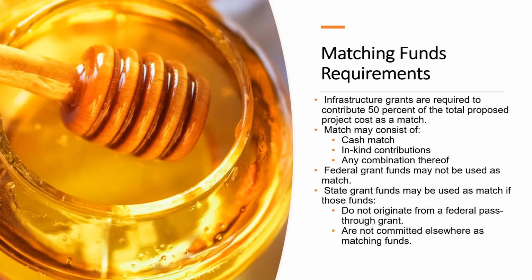Infrastructure grant recipients are required to contribute 50% of the total proposed project cost as a match to federal funding. This applies to all applicants except those who qualify for the reduced match described later. Match may consist of cash match, in-kind contributions, or any combination thereof. Funds from other federal grant programs may not be used as match.